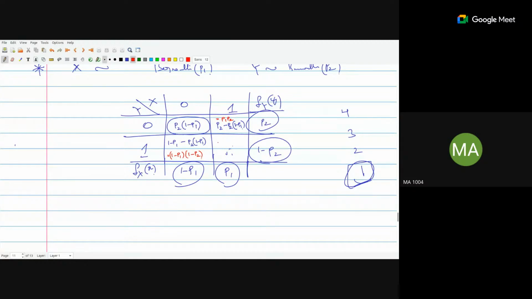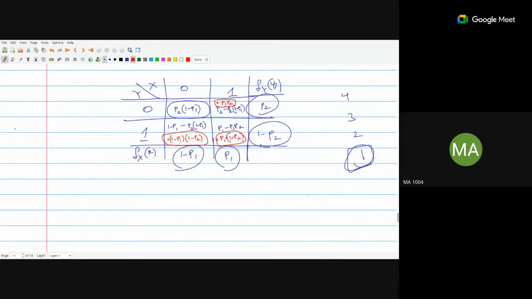Both will give you the same answer, which is P1 minus P1 P2. So I'm doing P1 minus P1 P2. This you are going to get P1 of 1 minus P2, which again satisfies the independence condition. So automatically it fills these values. So if the values are not this, then that is not a proper joint PMF table.